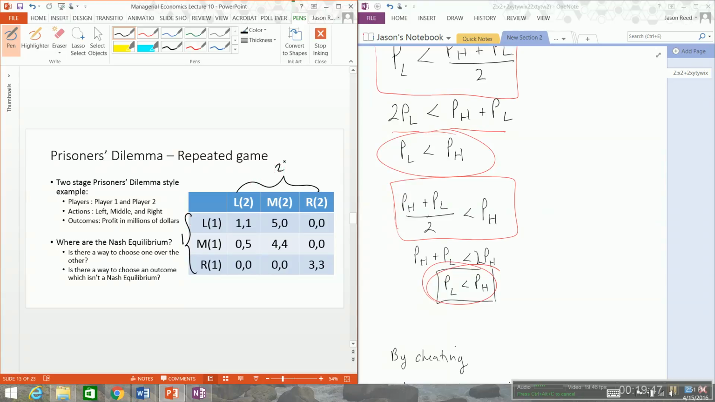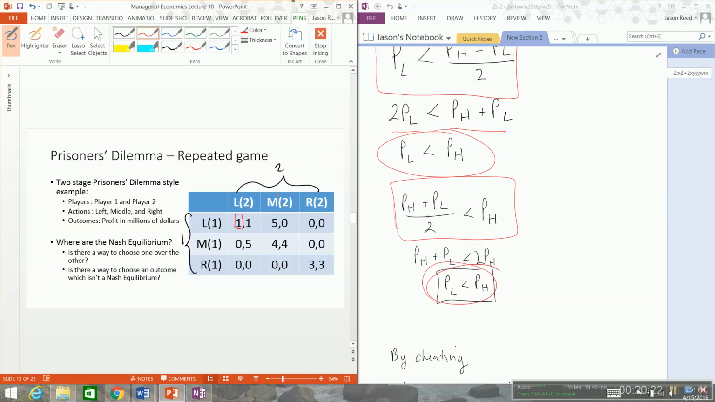Player 1 can choose left, middle, or right, and player 2 can choose left, middle, or right. And we think that these payoffs are in millions of dollars. So if both players choose left, they both get $1 million. So we want to know where the Nash equilibria are. So let's first suppose we're playing this game once. So if we play this game once, we want to think about our beliefs. So if I believe that player 2 is going to choose left, it's in my best interest to choose left because we know that 1 is greater than 0 if we chose right or middle.